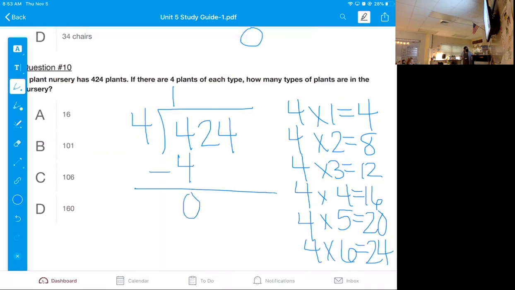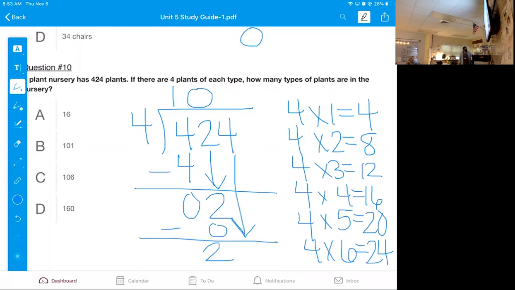Brother says? Bring down. All right, here's another spot people got stuck. When I bring down this 2, it's too little, right? So, like Allison told us earlier, what are we gonna put at the top? 0, because it's too little. So I can subtract 0 and I still have 2. And now brother says bring down the 4.